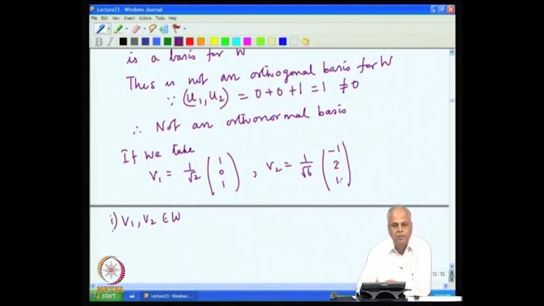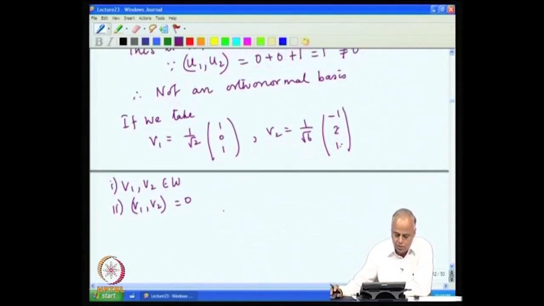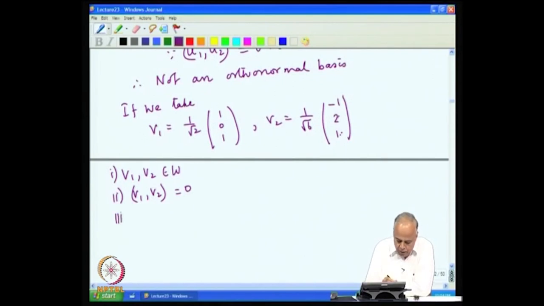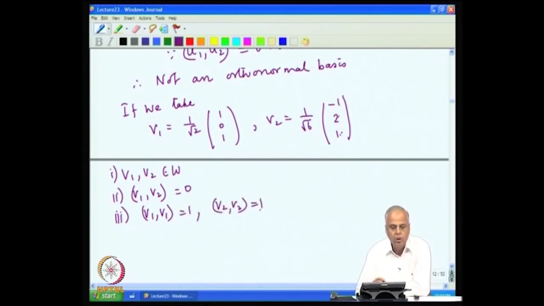That is the first thing that we observe. Secondly, V1 and V2 are orthogonal to each other, because the dot product, minus 1 plus 0 plus 1, is 0. Thirdly, we observe that the length of V1 is 1 and the length of V2 is 1, and therefore V1, V2 is an orthonormal set in W, and therefore a linearly independent set in W.